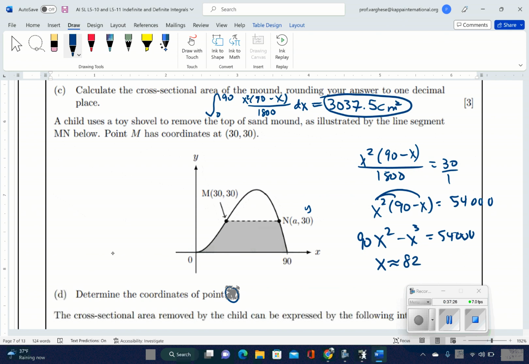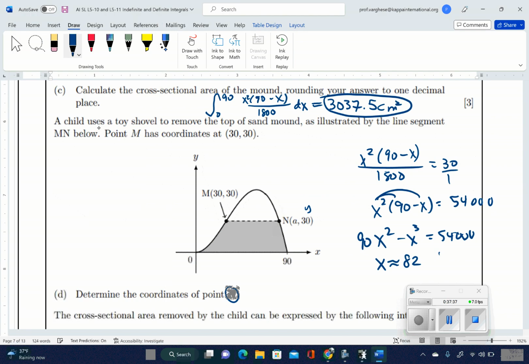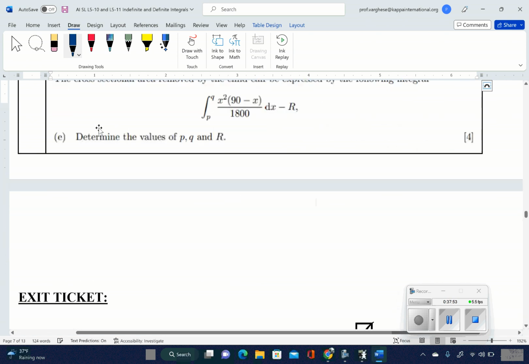And then to find out what my y is, let's go back. My y is 54,000, right? So here we have 82. That's where our point is, the coordinates of n. And then we want to know what the y coordinate is, 30. So the coordinates of point n are going to be 82 comma 30. And that is the A, which is what we just found. Okay. We're almost done. One more part.